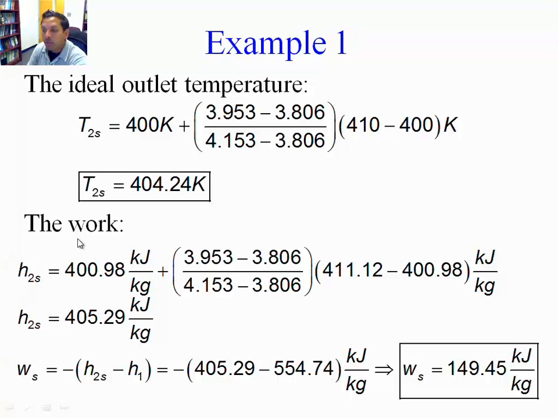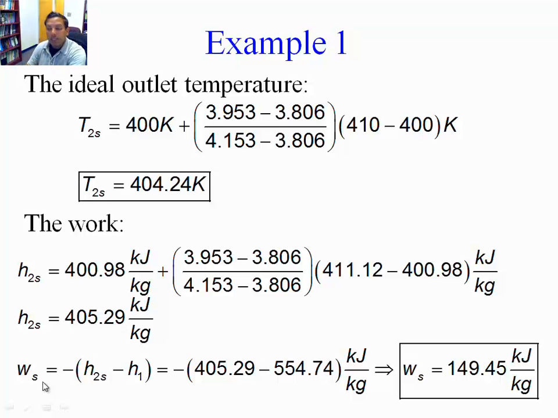And then we can do exactly the same with the entropy. We can interpolate the entropy between the values of 400.98 and 411.12 using the same proportion, knowing that the PR is bracketed between these two values. And we find the entropy at the outlet, at the isentropic outlet, is 405.29.